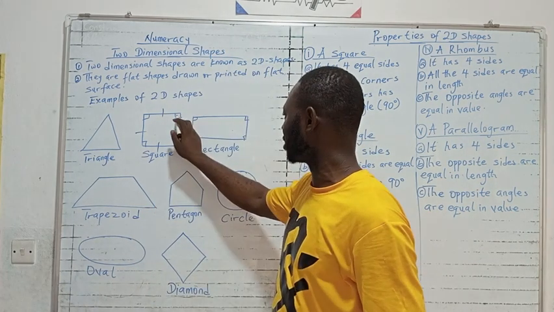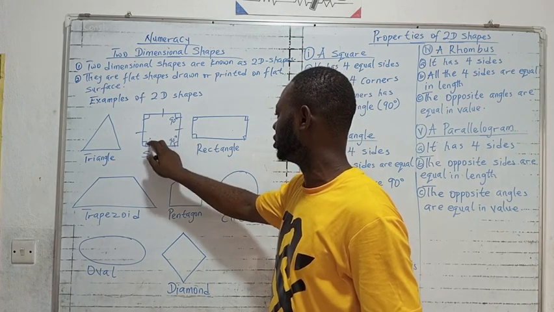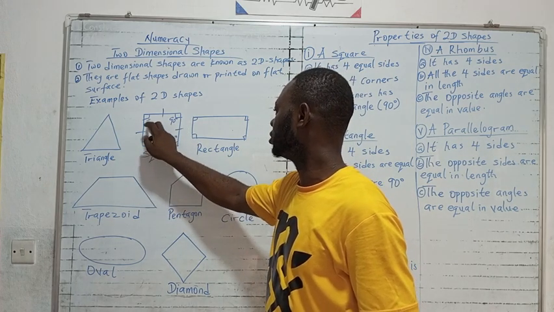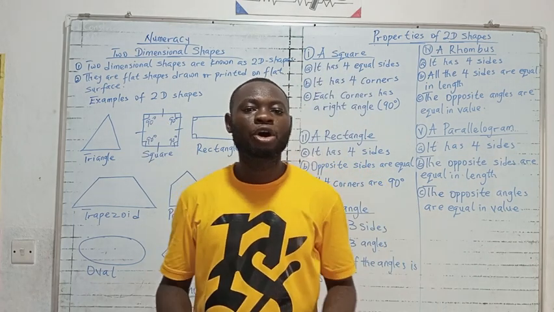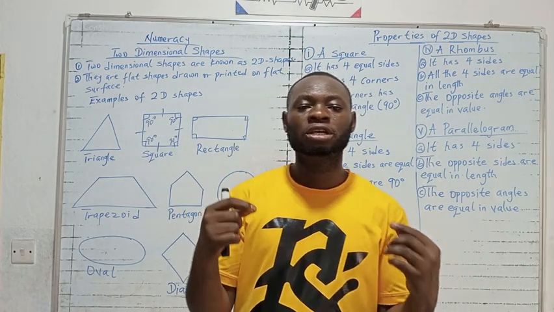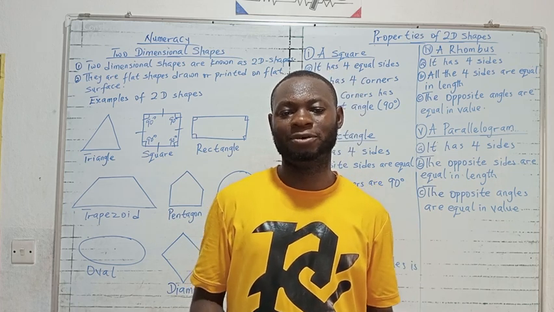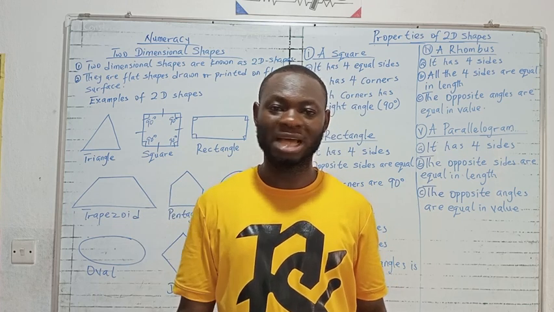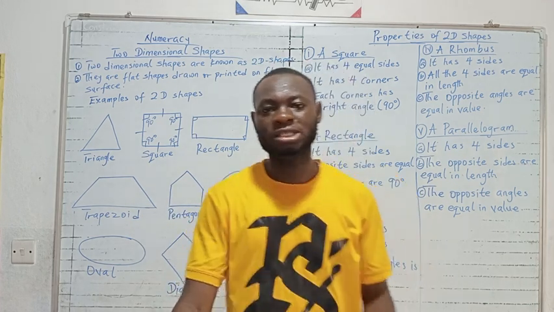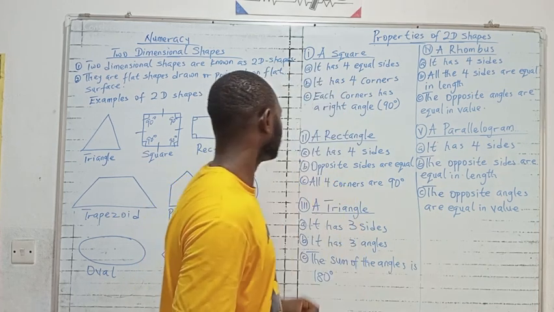You can see that there's a right angle here. This is 90 degrees. This is 90 degrees. This is 90 degrees. This is 90 degrees. So all the angles that are formed in the corners of a square are all right angles. And right angles are angles of 90 degrees. An angle whose value is 90 degrees is called a right angle.